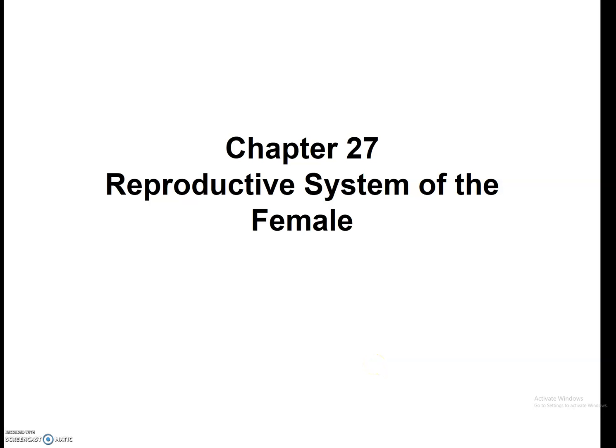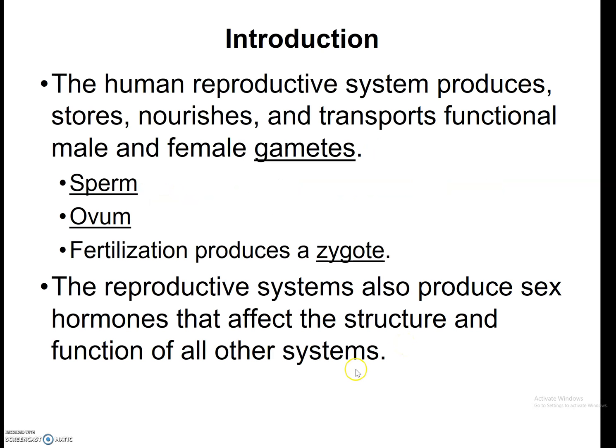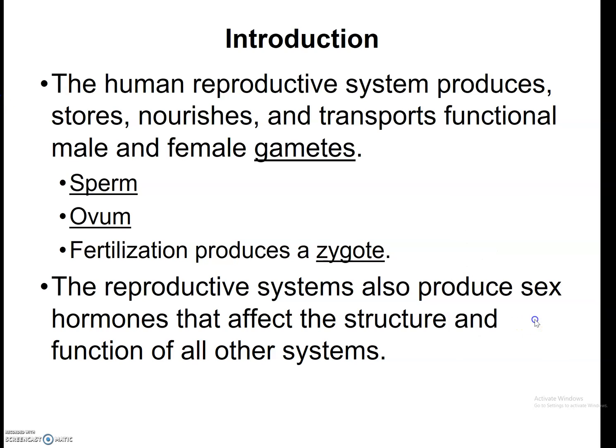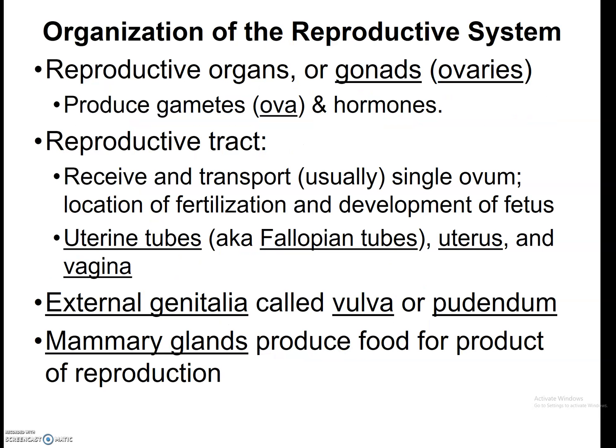All right, we are going to be covering the female reproductive portion of chapter 27 now. So we already focused on the male reproductive system, and so this beginning of the lecture is pretty much the same as we saw for the male reproductive system. The female reproductive system produces ovum, remember? They're not called eggs, they're ovum. And when the egg and the sperm come together, they unite to form the zygote.